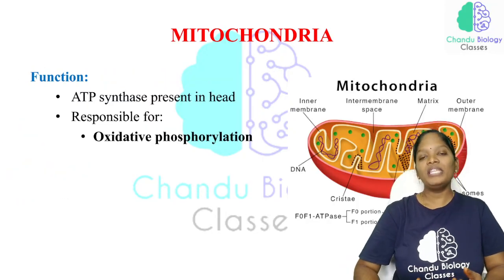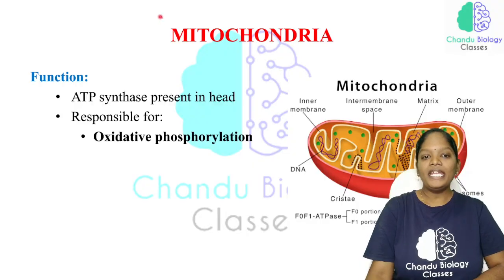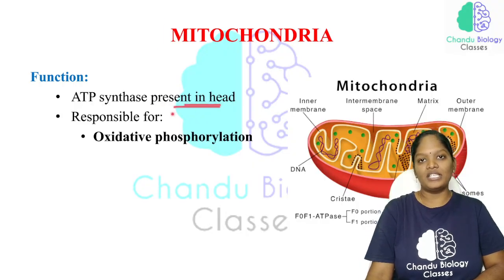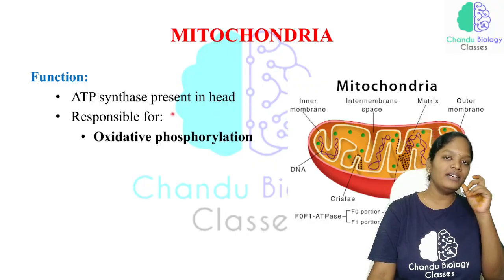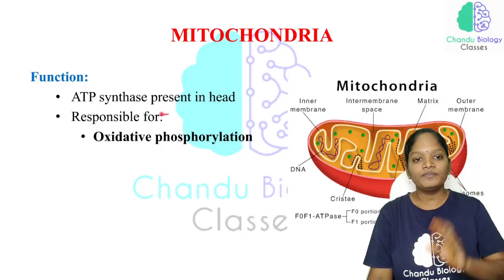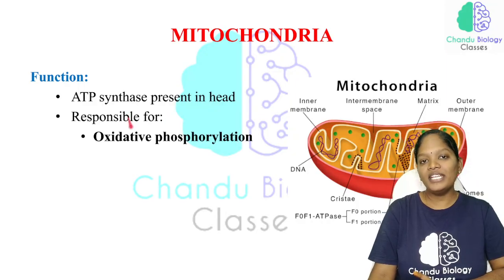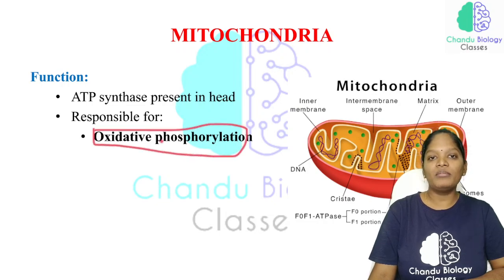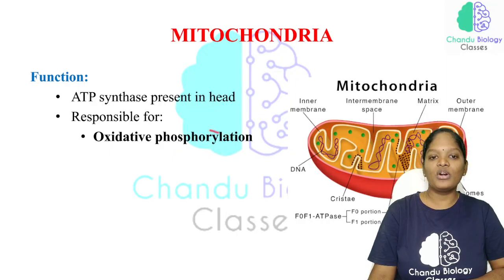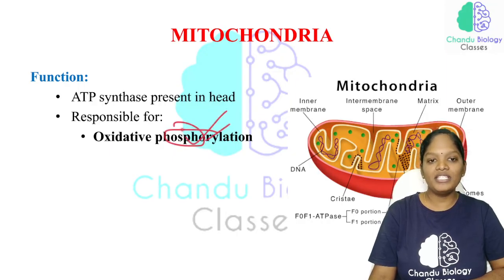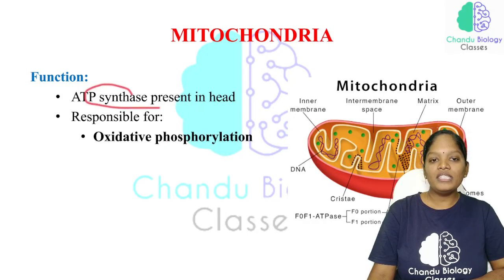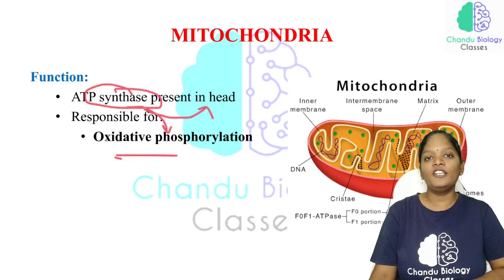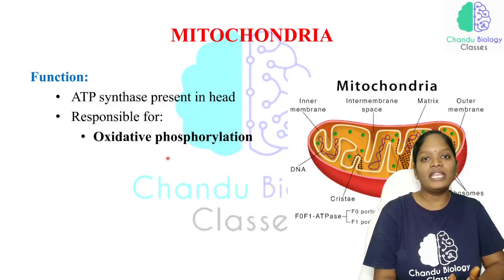Now, what is the function of this oxysome? ATP synthase is present in the head region. This is the enzyme involved in ATP synthesis. What have we studied? What is the site of oxidative phosphorylation? The site of oxidative phosphorylation is the inner mitochondrial membrane. So oxidative phosphorylation takes place in the membrane region. This ATP synthase present in the head region is responsible for oxidative phosphorylation, so that we can get ATP.